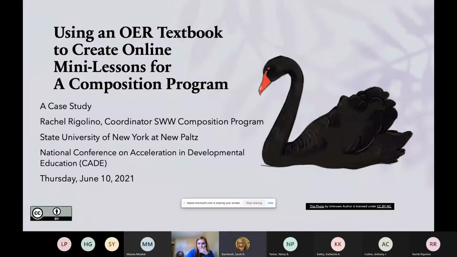Thank you, Sarah, for that. I want this presentation to be interactive. Please, at any point, as Sarah said, just raise your hand and ask a question. I'm going to be talking about creating OER modules using this OER textbook and what that was like. I am the coordinator of our developmental writing program at the State University of New York at New Paltz.